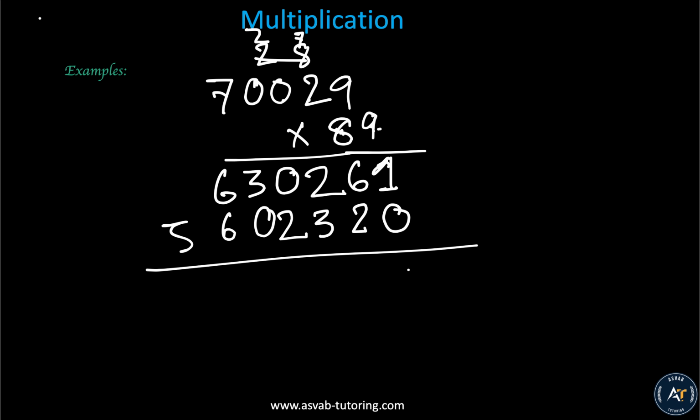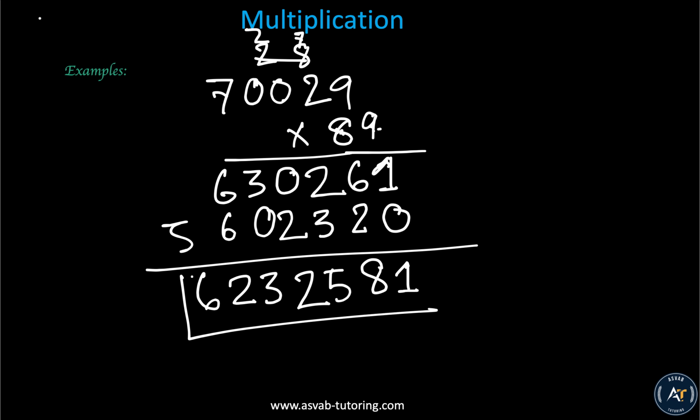That is very important. So 1, 6 plus 2 is 8, 3 plus 2 is 5, 2, and then 3. 6 plus 6 is 12, 2 carry 1, 5 plus 1 is 6. So you have 6, 2, 3, 2, 5, 8, 1. So that is the final answer. I'll give you a few practice problems. You try by yourself, and if you understand, you could do it.